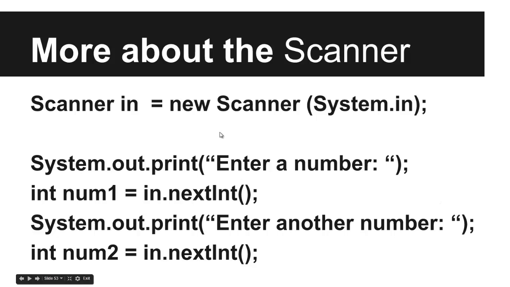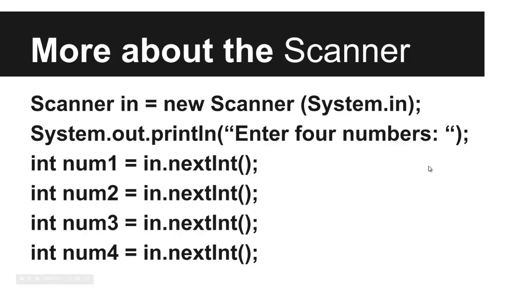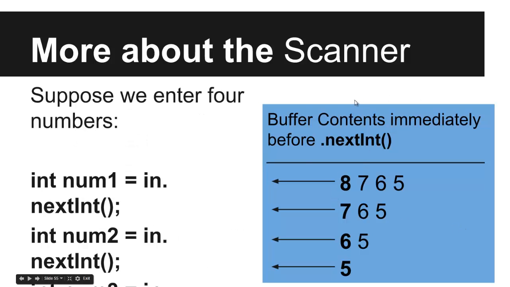So if we wanted to, we could enter a number and store it using .nextInt, and then enter another number and store that also using .nextInt. We could do things like that if we wanted to. The other way that we could go about it is to tell the user, hey, enter 4 numbers. Collect the first one, the second, the third, the fourth. And that'll all work out just fine. So suppose that we enter an 8765.